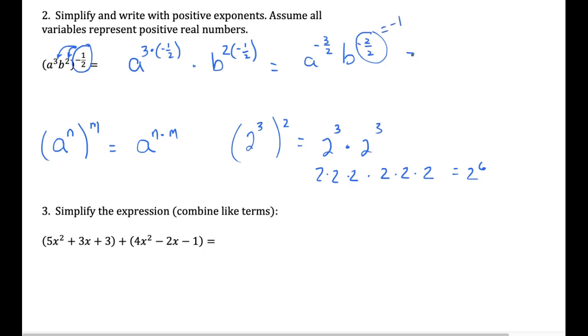All right, so the negatives just mean, the other rule is a to the negative n means 1 over a to the n. So you just take away the negative and put it on the bottom when the negative is in the exponent. So it's just telling us that we have 1 over, both of these are negative, so 1 over a to the 3/2 and b to the 1.